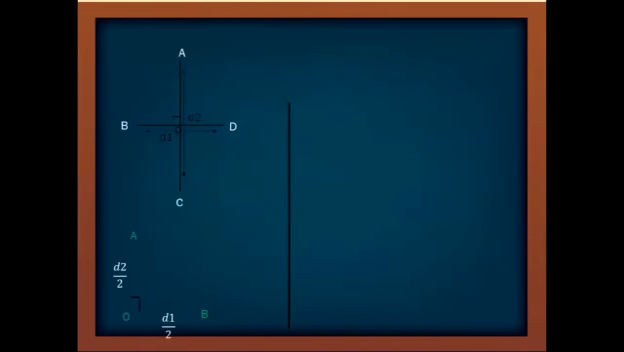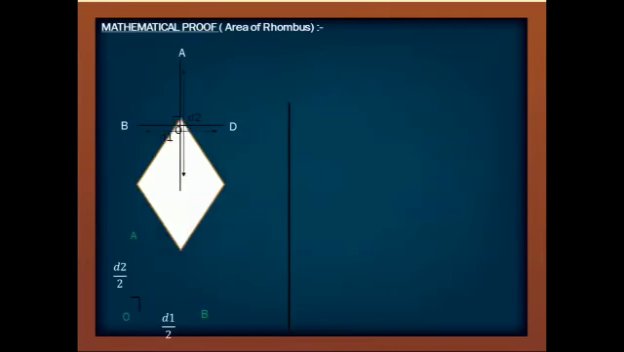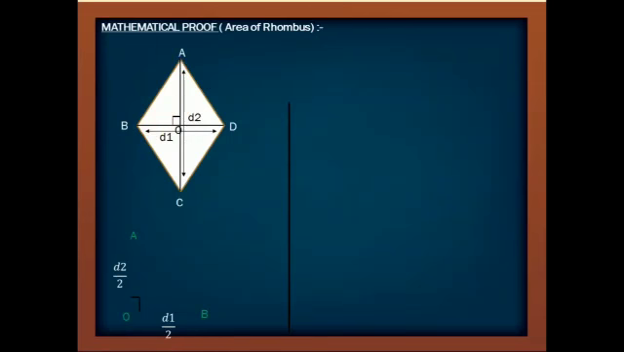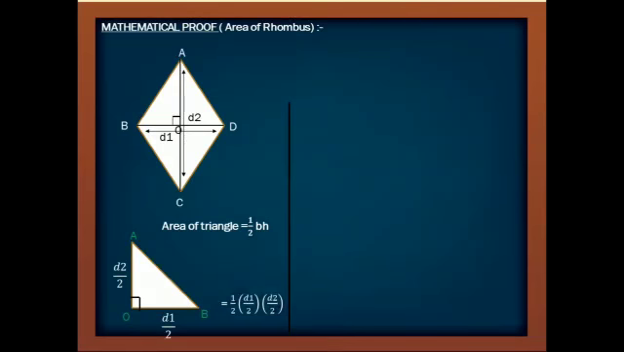Now observe the mathematical proof. We know that the diagonals of the rhombus are perpendicular to each other, so we get right angle triangles. Take one right angle triangle, then one side will be half of the diagonal, that is D1 by 2, and another side will be half of the diagonal, that is D2 by 2. Therefore, area of the triangle is half into base into height, that is half into D1 by 2 into D2 by 2. Therefore, it becomes D1 into D2 by 8.